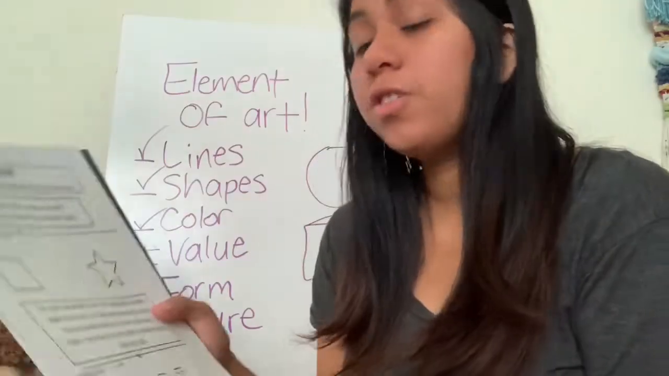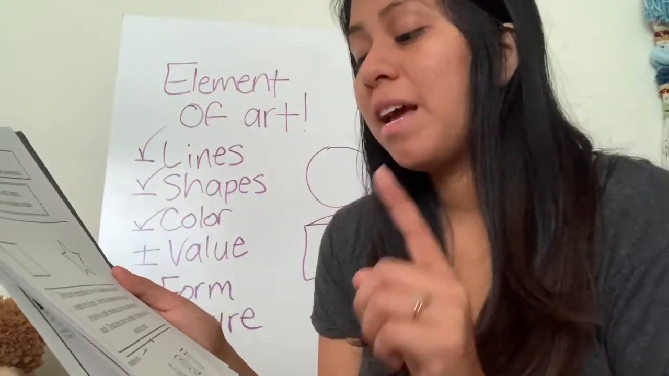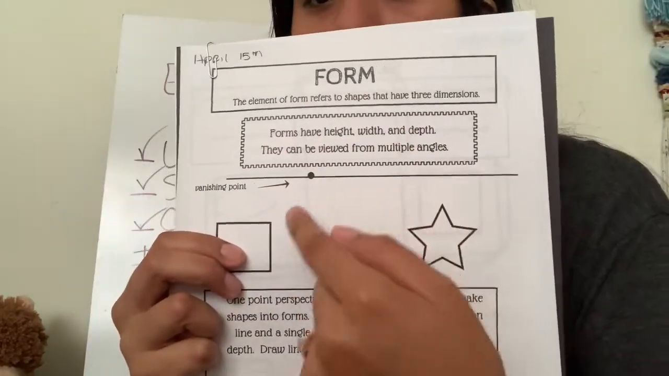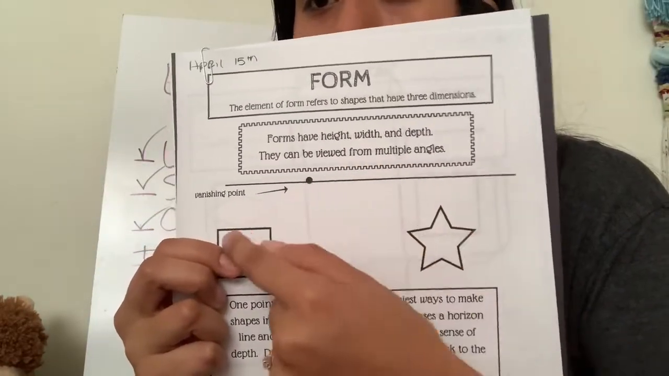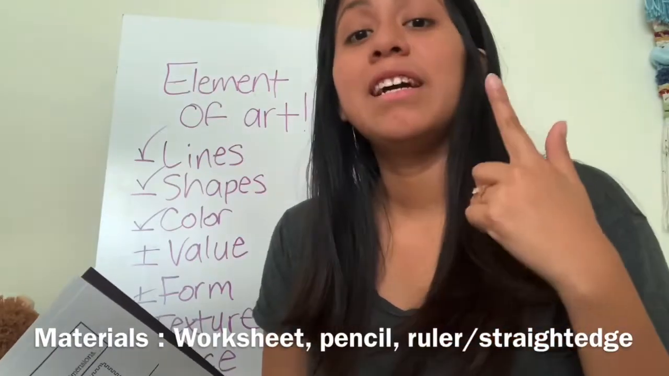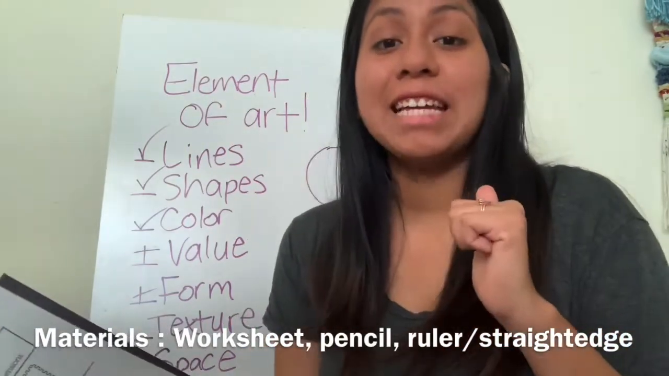So what you're going to do with this worksheet is you're going to draw lines from the edges of the shapes back to the vanishing point. So this is your horizon line, your vanishing point. You're going to connect them all together, and you are going to need your worksheet. You're going to need a pencil, an eraser, or if your pencil already comes with an eraser, that's fine, and a ruler.